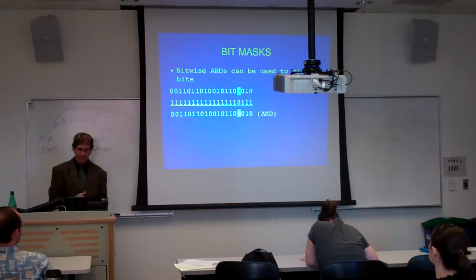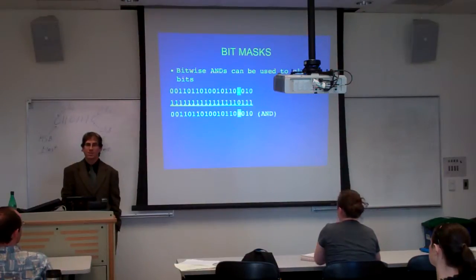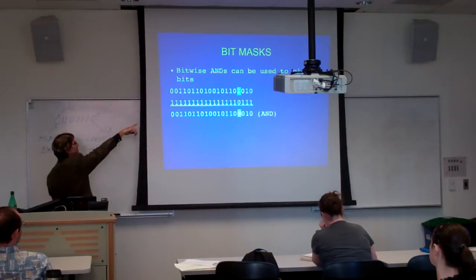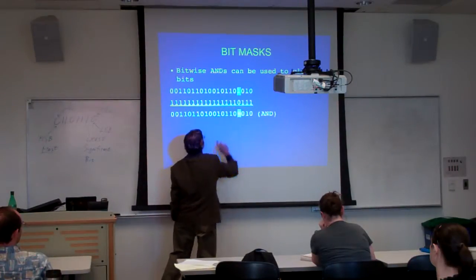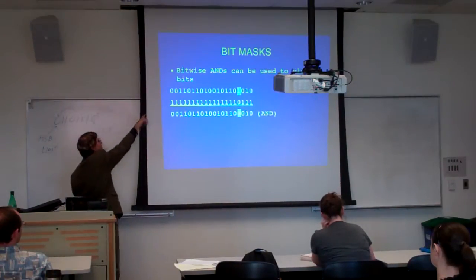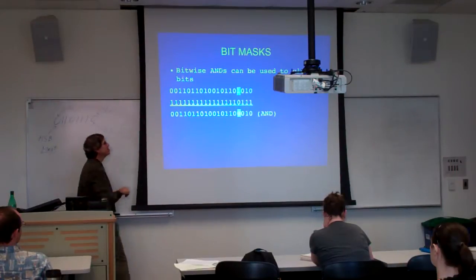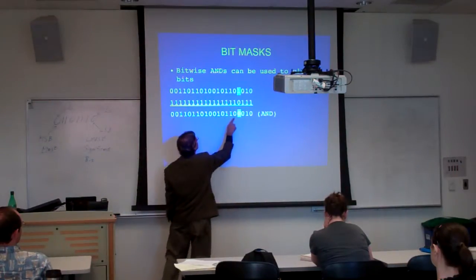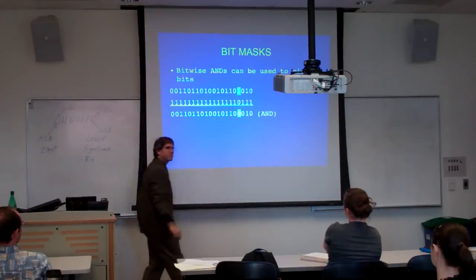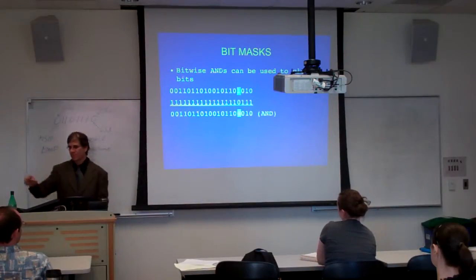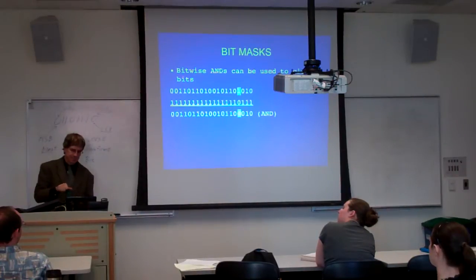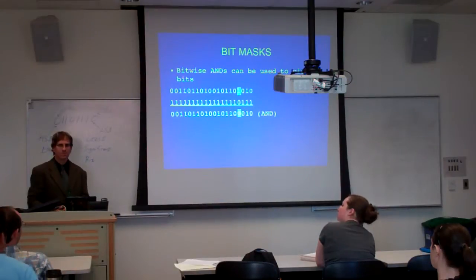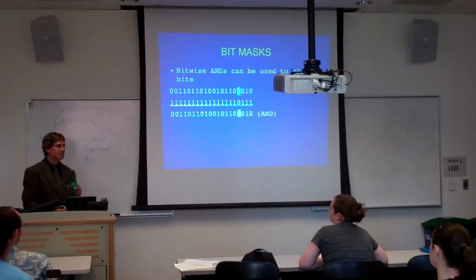Okay, and you can use ANDs to clear bits. So if I wanted to clear that fourth bit, I can AND it with a mask containing all 1s and a 0 here. X ANDed with 1 is just X, so these bits don't change value, but X ANDed with 0 is 0, so I've cleared that bit. These are useful operations for manipulating registers that contain different flags and different indications of conditions inside a computer, for example.